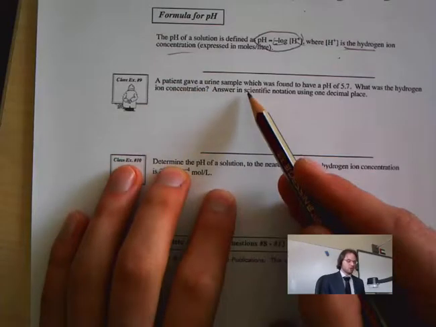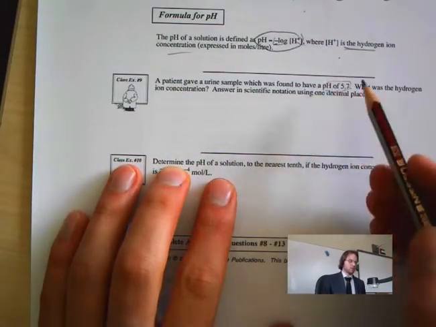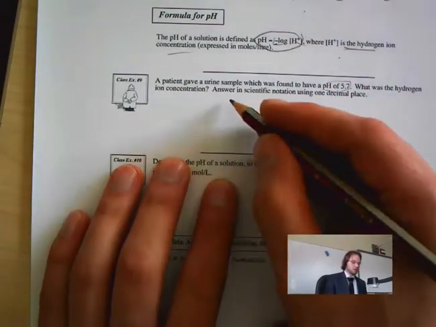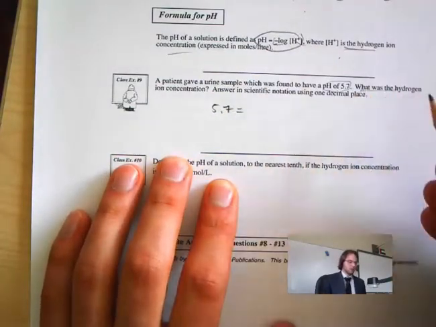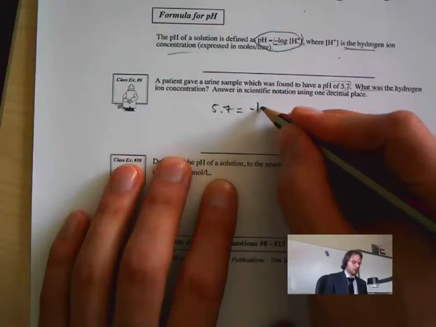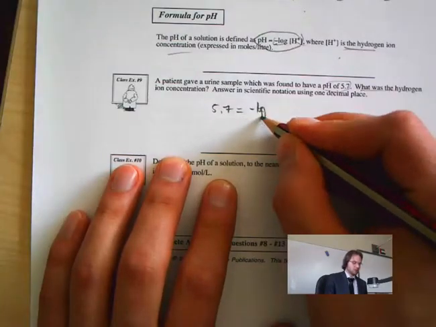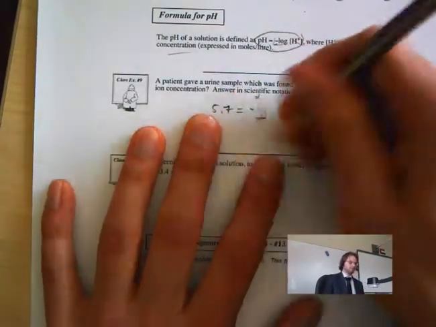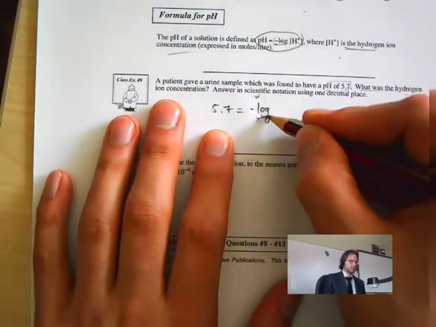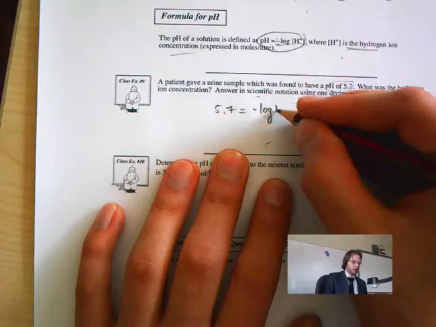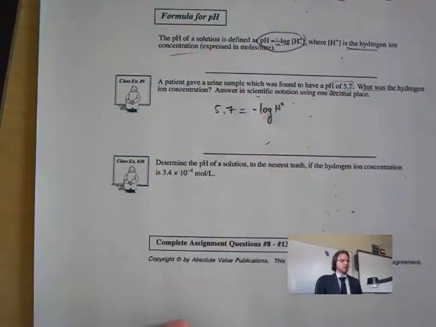So a patient gave a urine sample which found pH of 5.7. So you know the pH is 5.7 is equal to the negative logarithm of my hydrogen concentration. Now he wants to know the hydrogen ion concentration. So now we have to solve for this hydrogen. So how do I do that?